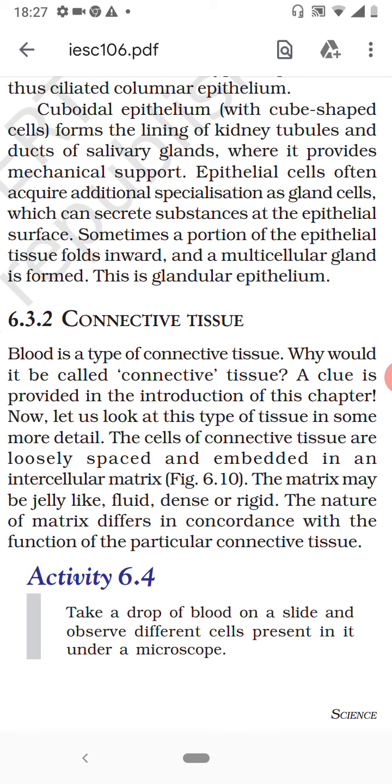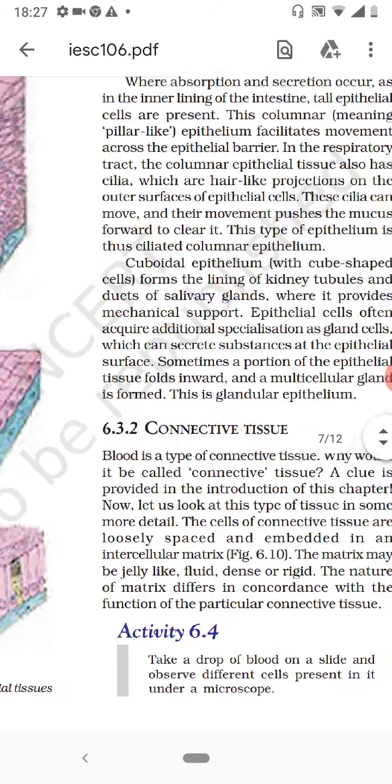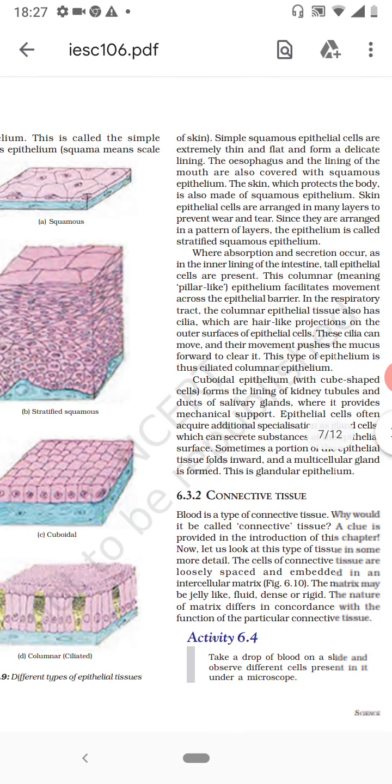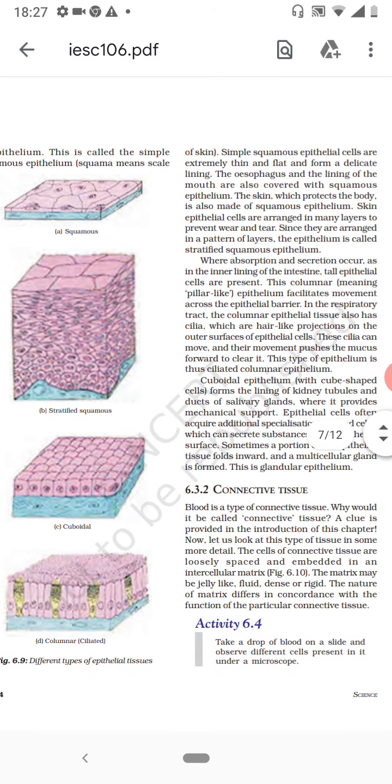And the next one is ciliated columnar epithelium. When columnar epithelial cells possess cilia, what is cilia? Hair-like structures. Then it is called ciliated columnar epithelium. The cilia have the ability to move. Their movement pushes substances like mucus forward.